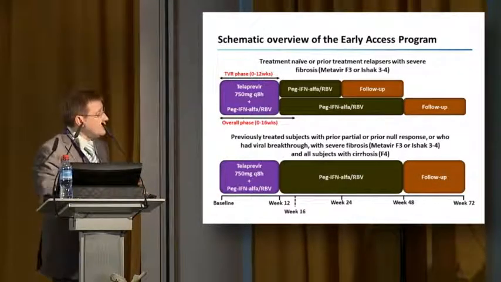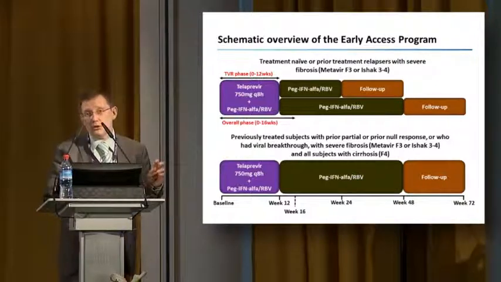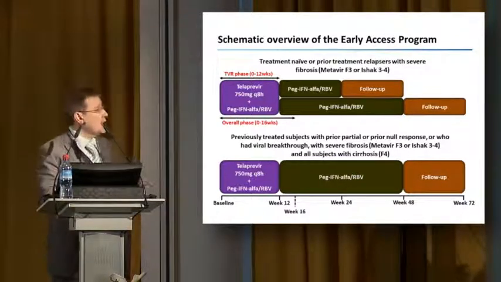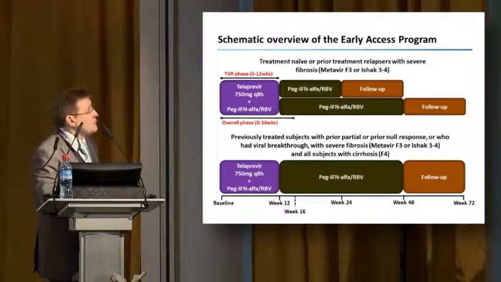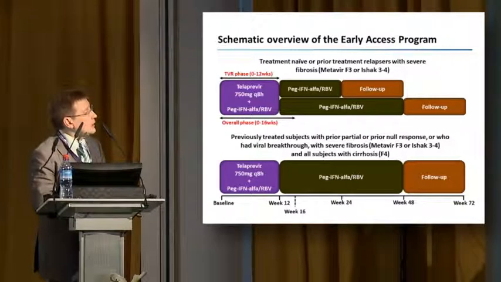This is a typical protocol. I also won't spend time on it, because you see there are two subtypes of patients: treatment naive or relapsers with F3, F4, or patients who were null responders or have severe fibrosis like F4. So there is a little difference: one could be response guided therapy, and the other is therapy that always has 48 weeks in all patients in this subgroup.